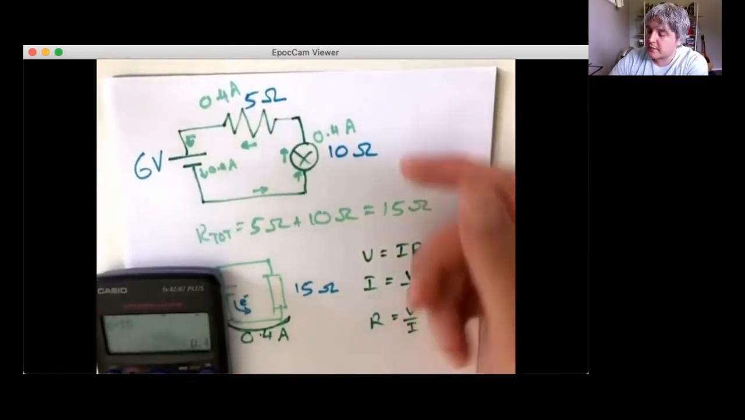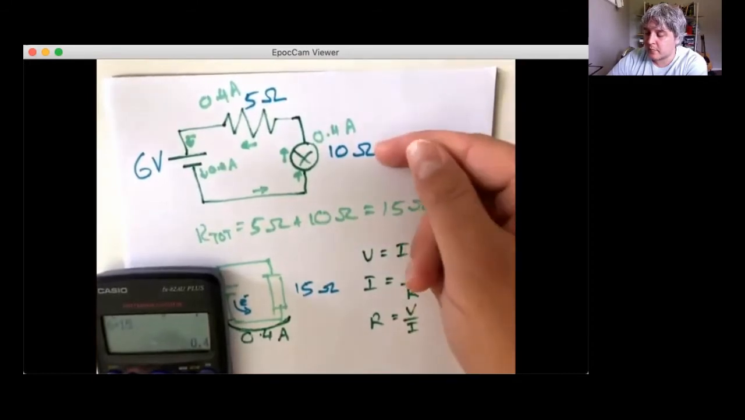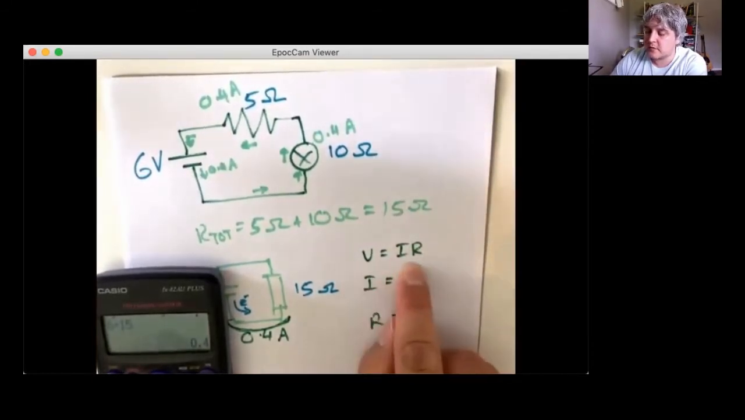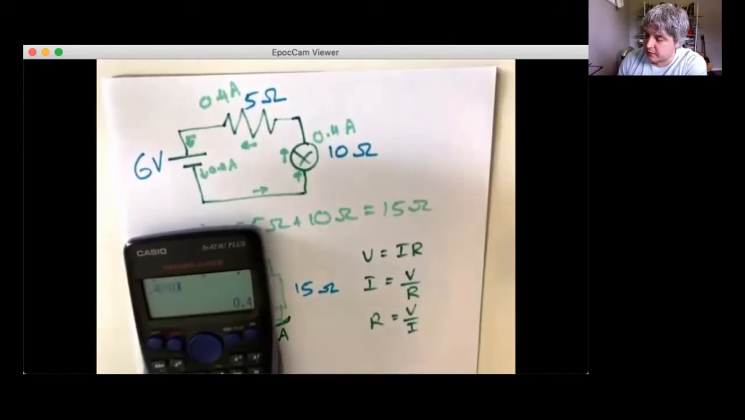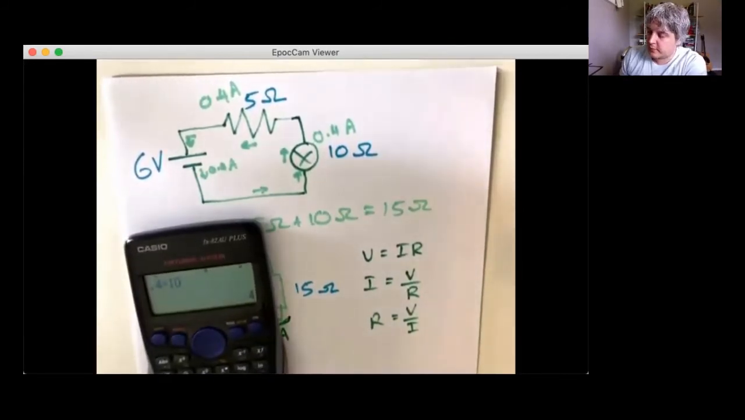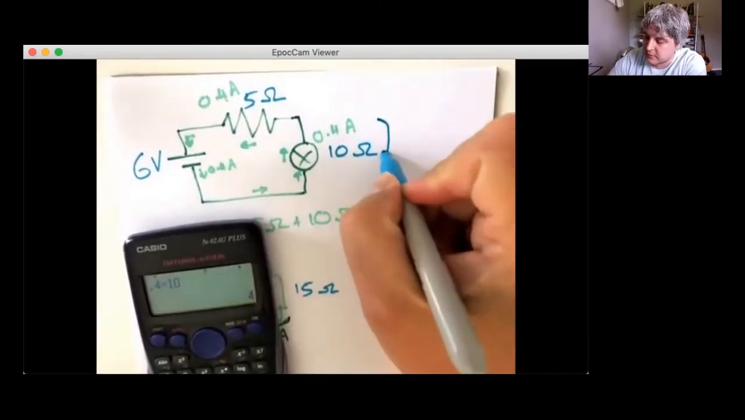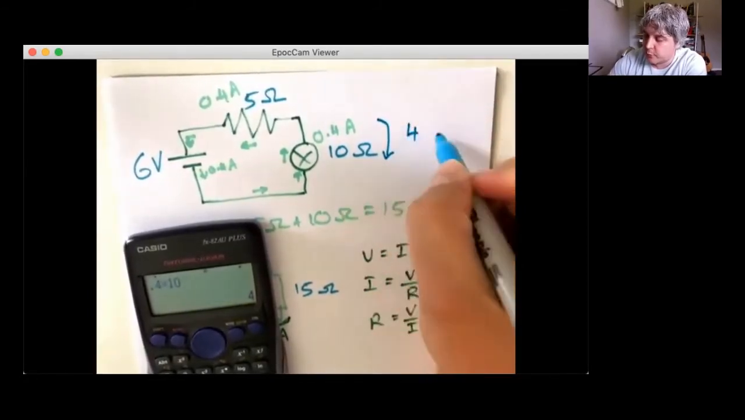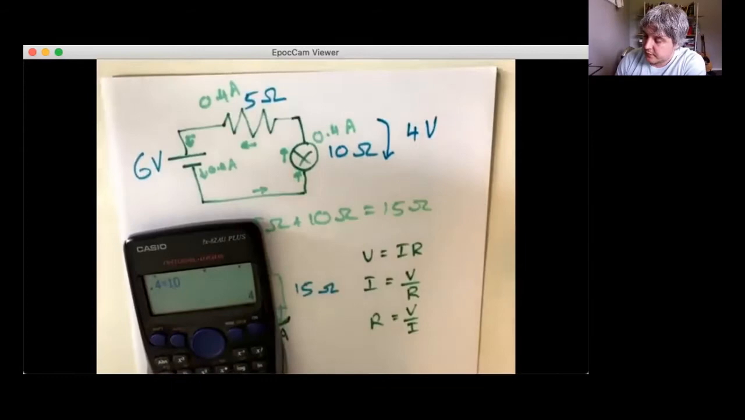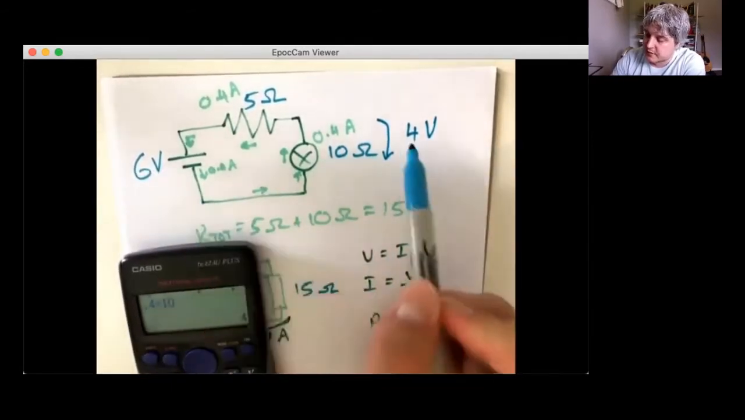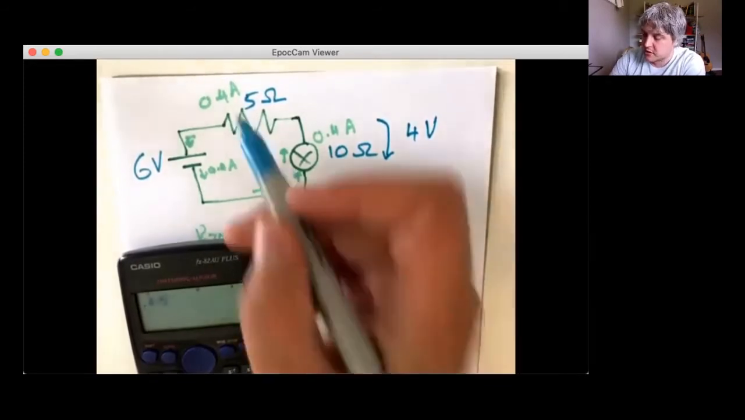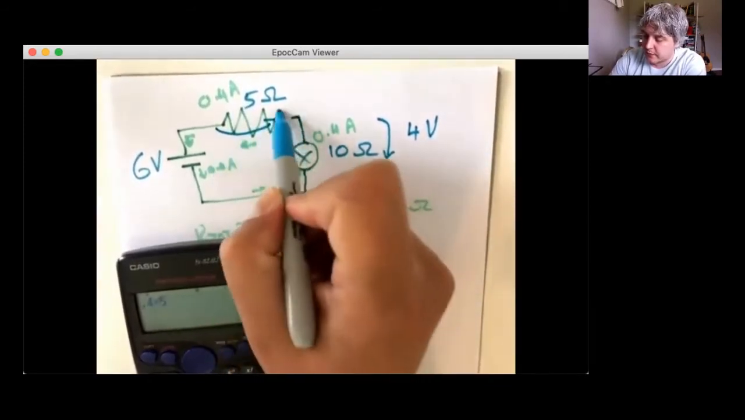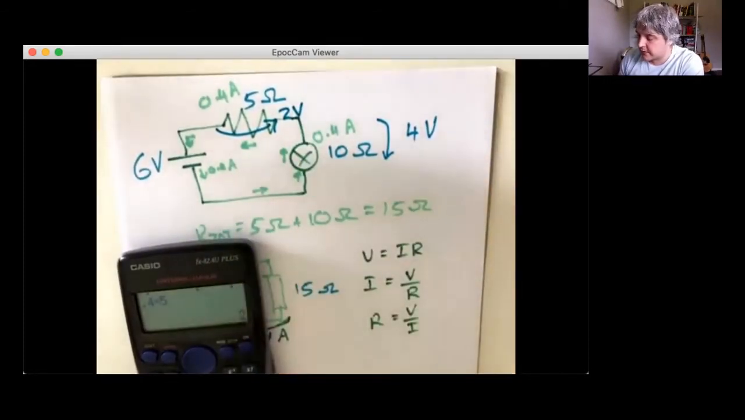What you can do instead is say, well, we know our current, and we know our resistance, and we know that voltage is equal to current times resistance. So we can go 0.4 times 10, and we get a voltage drop across the light bulb of 4 volts. And you could just say, well, it has to add up to 6, so 6 minus 4 is 2, or you could use the same formula and go 0.4 times 5 and check, yes, that is equal to 2. So we get a 2 volt drop across the resistor.